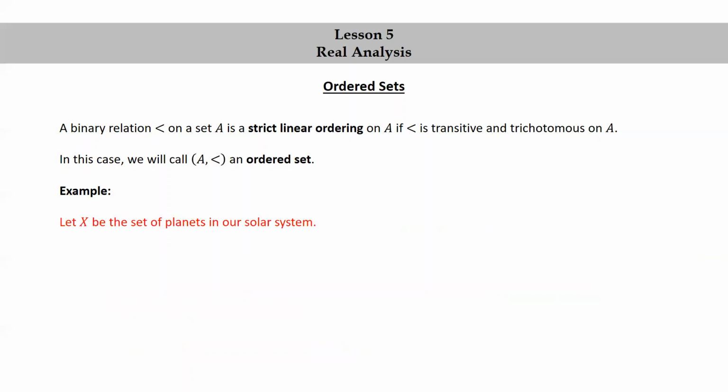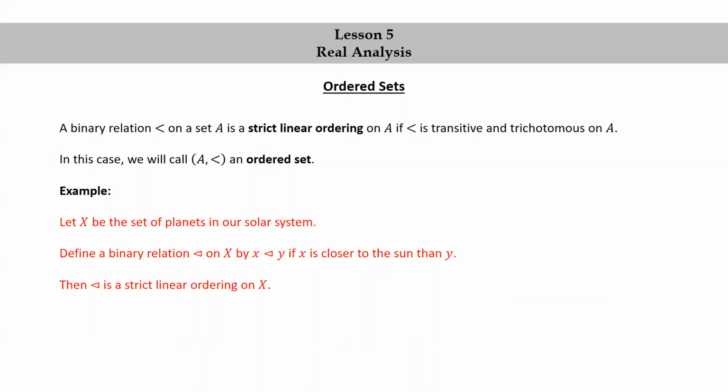Another example, let X be the set of planets in our solar system. Define a binary relation less than on X by X less than Y if X is closer to the sun than Y. Then less than is a strict linear ordering on X. Therefore, (X, <) is an ordered set.